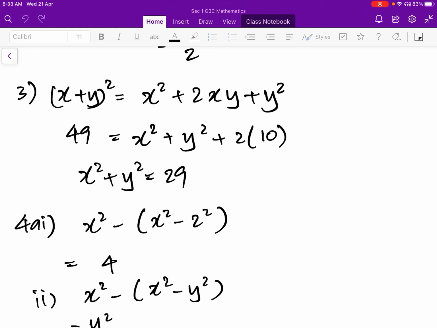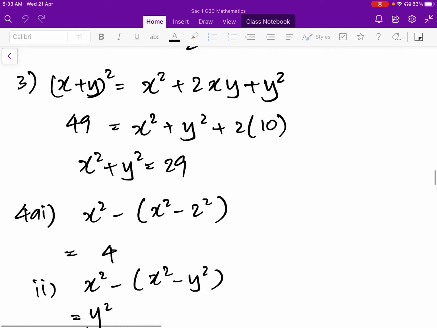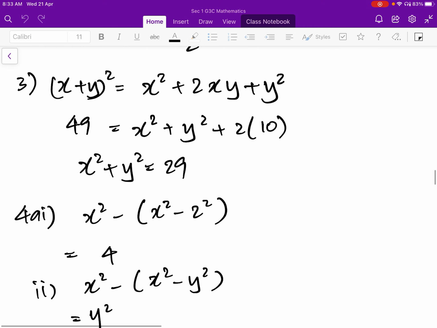49, and they further told you that xy itself has a value of 10. So you do a substitution, 2 times 10. So 49 equals x squared plus 2 times 10 plus y squared. And then you rearrange, make x squared plus y squared the subject, you get 29, because 29 plus 20 gives you 49. Okay, so that's how we get x squared plus y squared without actually finding the individual values of x and y.